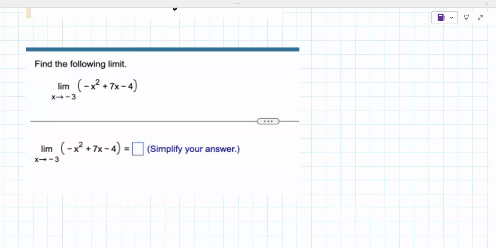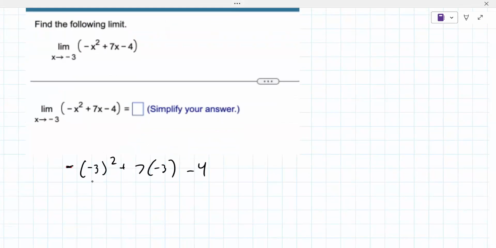So as a reminder, when you substitute in for variables, let me get rid of the red pen there, -3 squared plus 7 times -3 minus 4. So that becomes 9, but then it's negative, minus 21 minus 4. So it ends up being minus 34. So I always encourage students to test, see if it works.